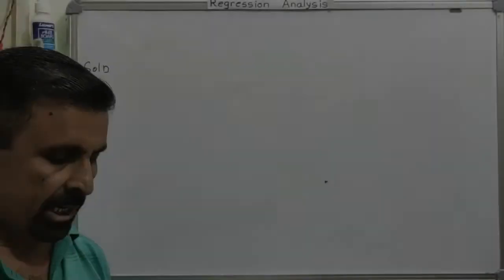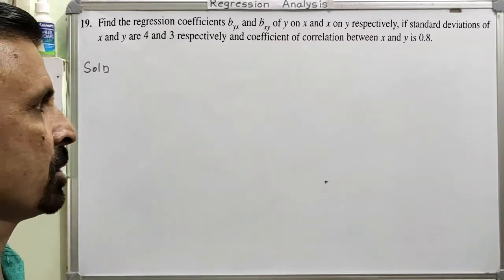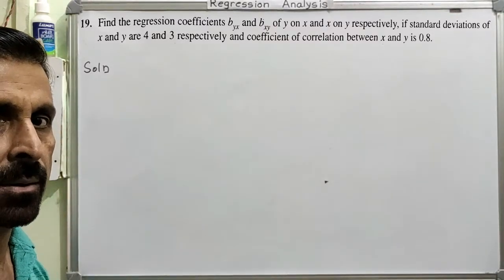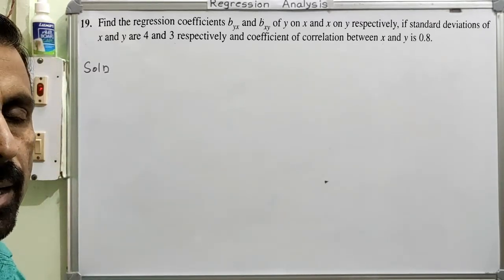Am I very clear? We are going to start with question number 19. Look at the board, question number 19, what it says. Find the regression coefficients byx and bxy of y on x and x on y respectively, if the standard deviations of x and y are given as 4 and 3 respectively, and the coefficient of correlation between x and y is 0.8. So the question is to find the regression coefficient of y on x and x on y.